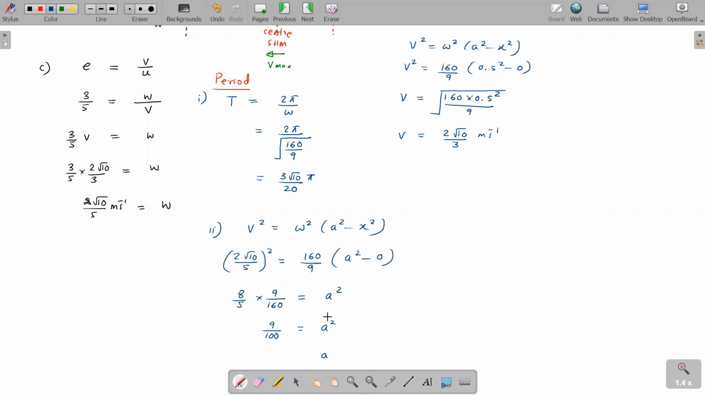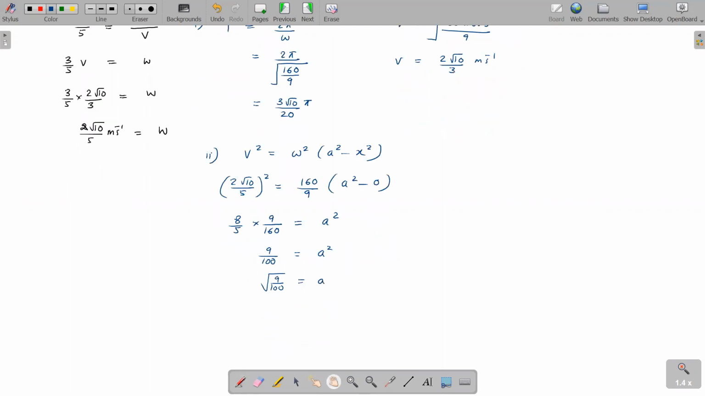A is root 9 over 100, which is 3 over 10, or in other words, 0.3 meters. So amplitude, can you see it's lower than the previous amplitude? Previous amplitude was 0.5, but now the new amplitude is 0.3 meters. So this is the amplitude under the new motion.